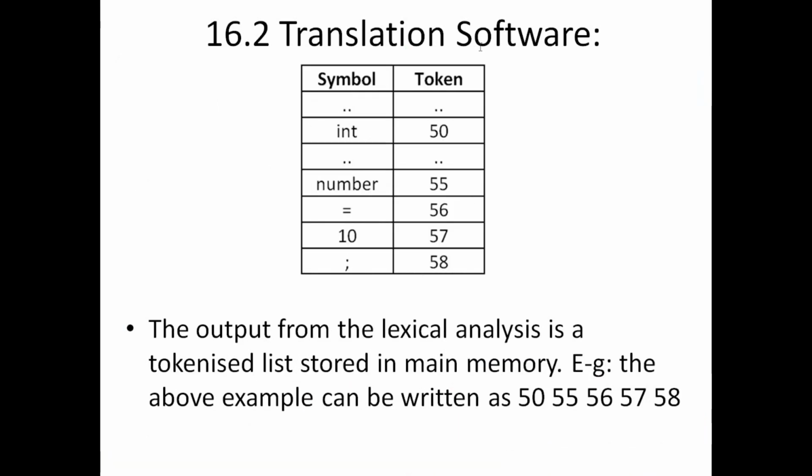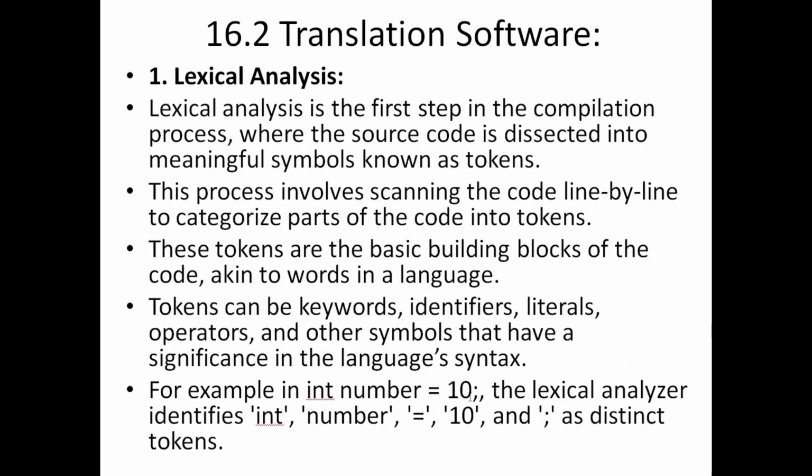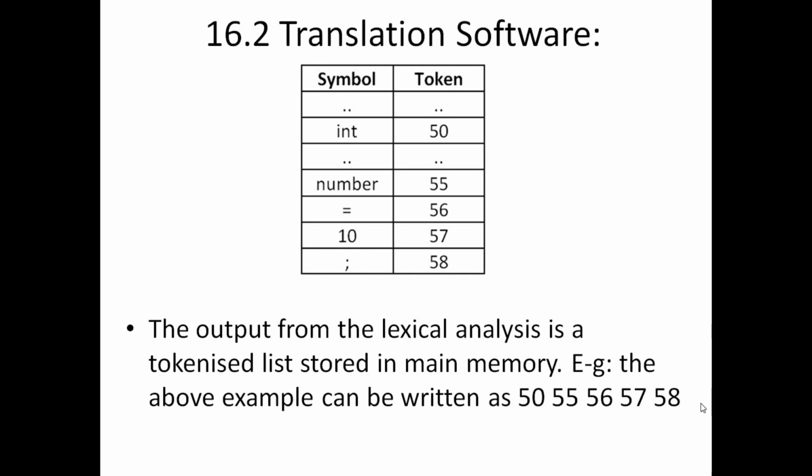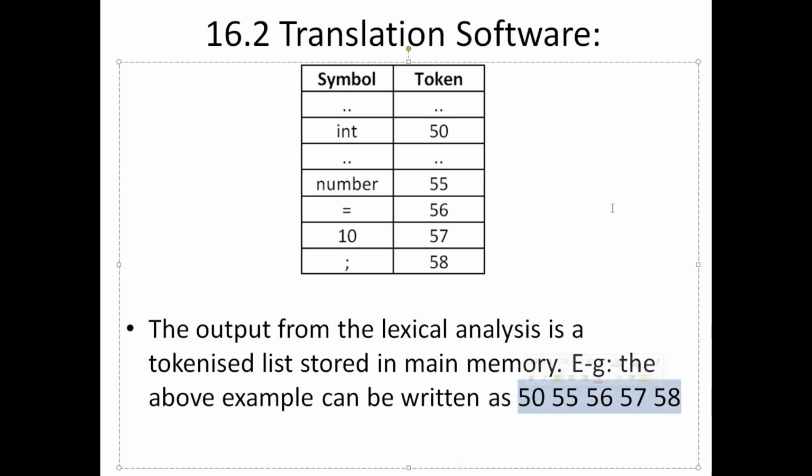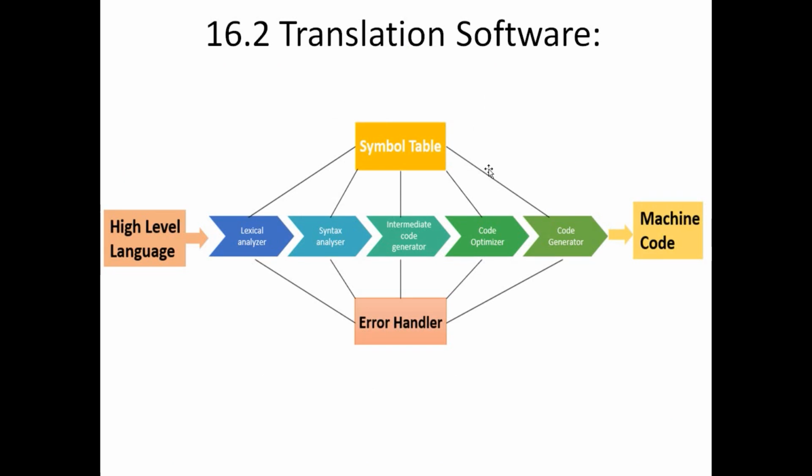Now these would be recorded into a symbol table. Int would be given a token value, number would be given some other value, equals would be given some other value, 10 would be given some other value, and this semicolon or terminator would be given another value. Now this code, int number equals 10, can be written in terms of the token values from the symbol table. The symbol table and error handler are both connected to each stage, because they are either created or consulted during each stage.